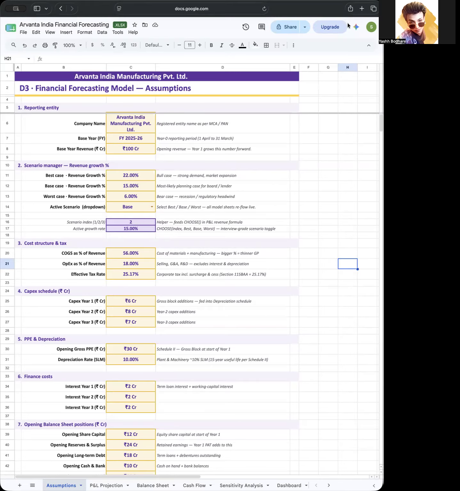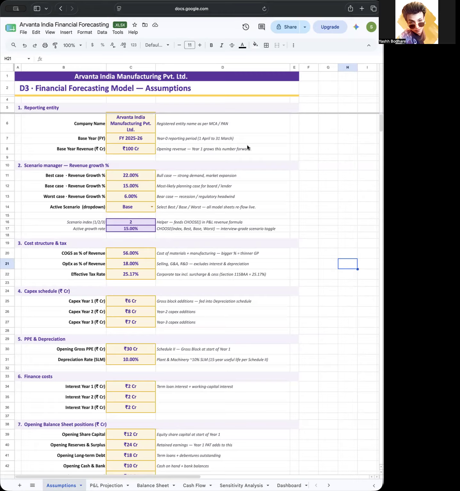Okay, so let's begin with our assumption sheet for Arvanta India. The assumption sheet acts as a control center of this entire financial forecasting model. As you can see, every yellow cell on the sheet represents an editable business assumption. These assumptions are not isolated numbers. They directly drive the profit and loss statement, the cash flow statement, balance sheet, sensitivity analysis, and financial dashboard.